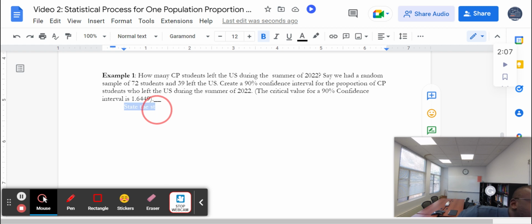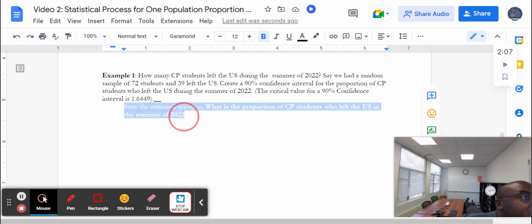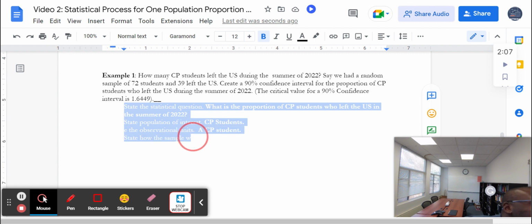Okay, one of the first questions, state the statistical question. That is going to be the proportion of Cal Poly students that left California. What is the proportion of Cal Poly students that left the US in the summer of 2022? Okay, that's the statistical question. State the population of interest: it's going to be the Cal Poly students. The observational unit is going to be a Cal Poly student.